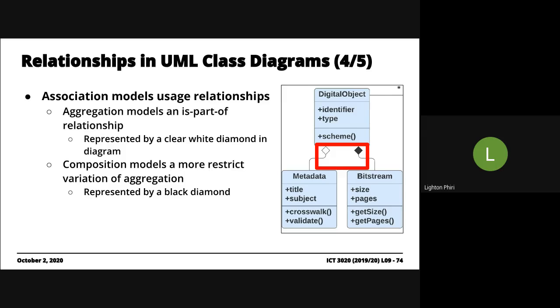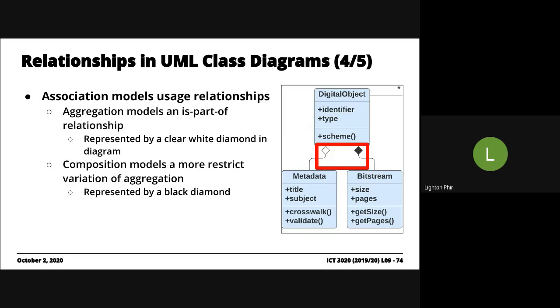The other diamond is white, right? So aggregation is the less strict type, which is represented by a white diamond, like so here. In both cases, you're modeling an is-part relationship, right? Composition is represented by a black diamond. The only difference here is that this is a much stricter variation of aggregation, because you are modeling a relationship where the main class cannot do without a subclass.